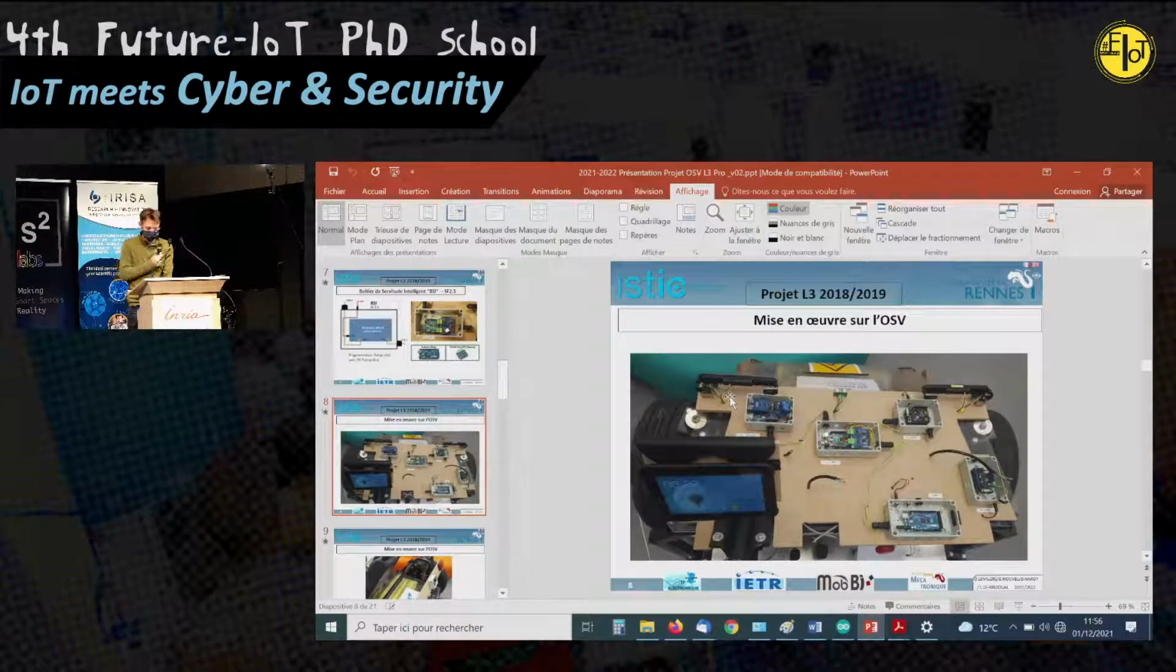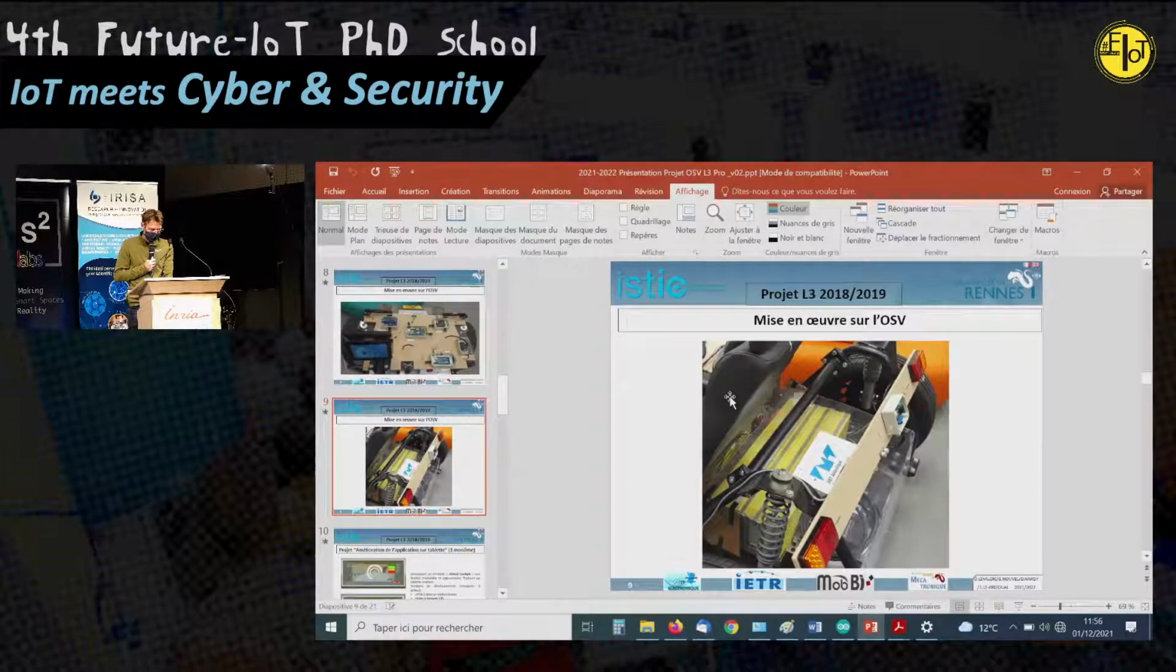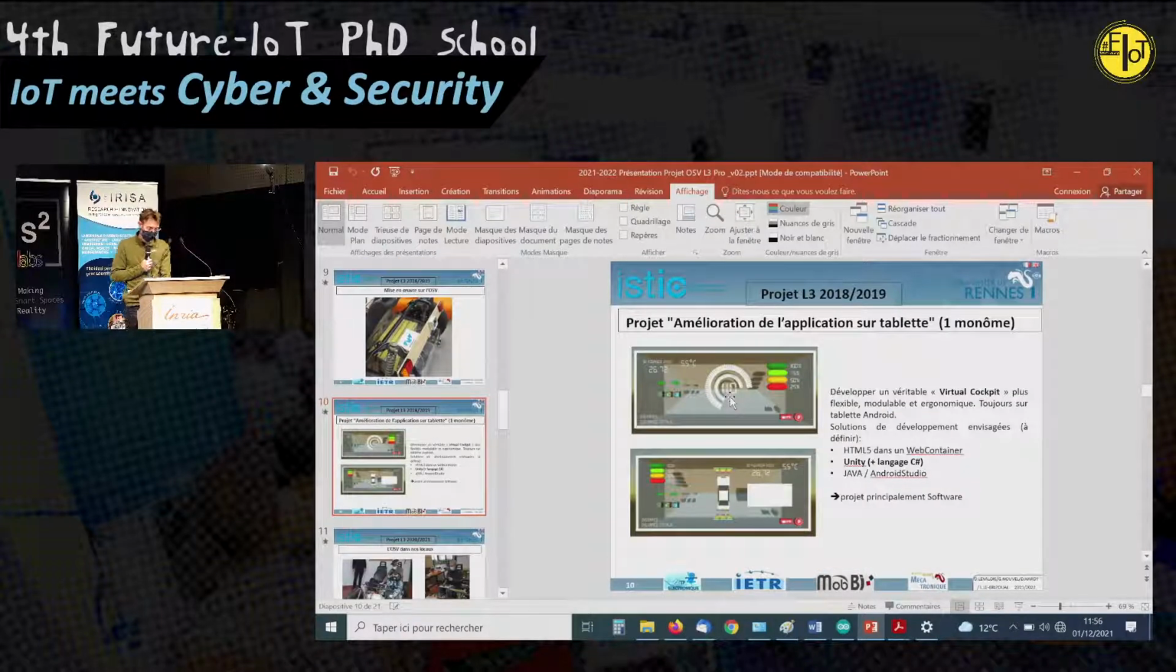Et la maquette est dehors sur table. Et on a imaginé la mettre au point avec les exemples qu'il y a de projets. Alors on est en 2018-2019. Cela s'inspire de ce qui existe dans l'automobile.